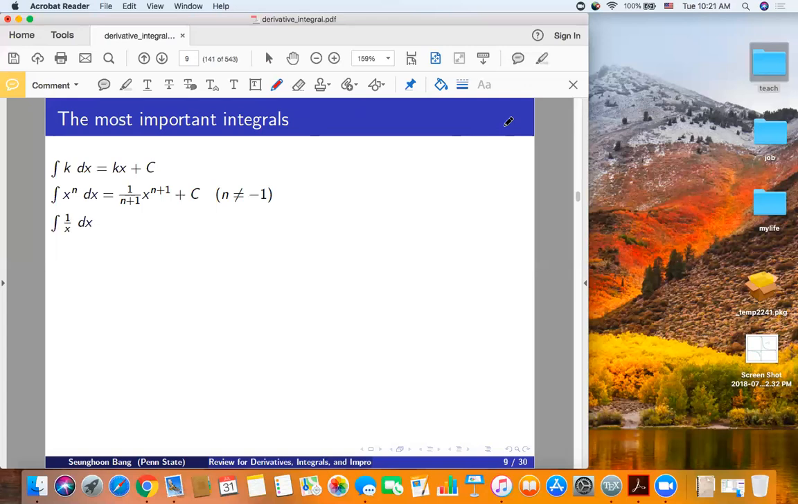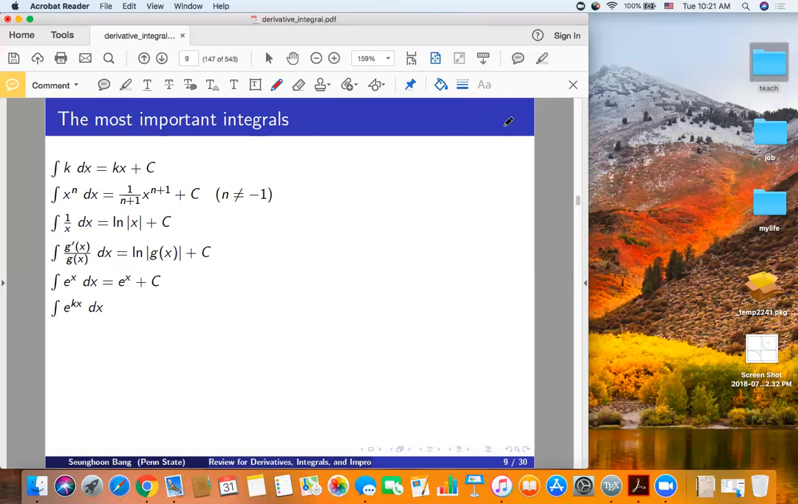Do you know what integral 1 over x dx is? Yes, thank you, it's ln of x plus c. The integral g prime of x over g of x dx is the ln of the absolute value of g of x plus c. Integral e to the x dx is e to the x plus c.